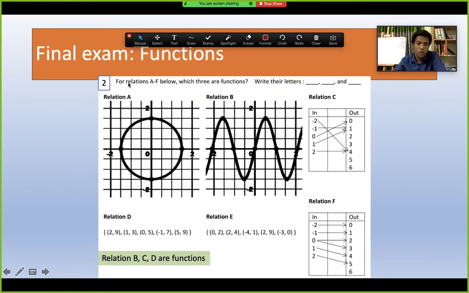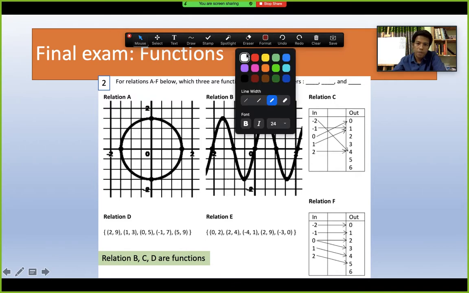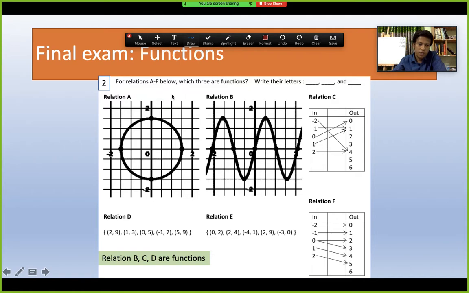This is a 2-mark question. For the relations A to F, which are the functions? There are 6 relations given, 1, 2, 3, 4, 5, 6. You will notice that the first one is not a function, because if you draw a vertical line, it fails the vertical line test. At 2 points it intersects, so it is not a function. B is fine, the vertical line test works, so it is a function. C is also a function, because every input is associated with only one output.